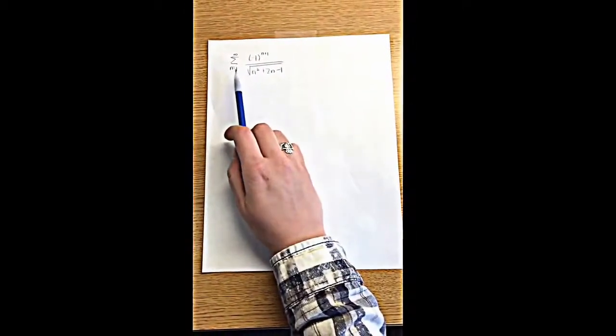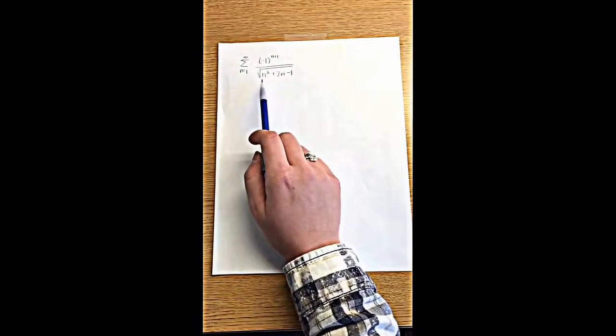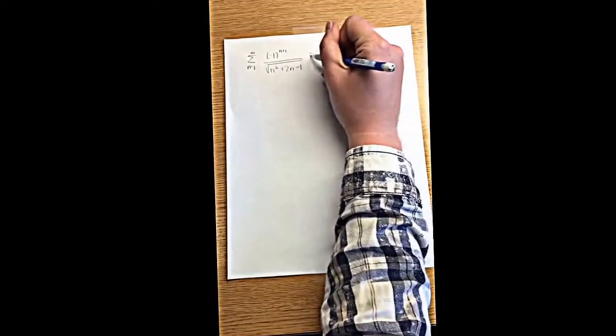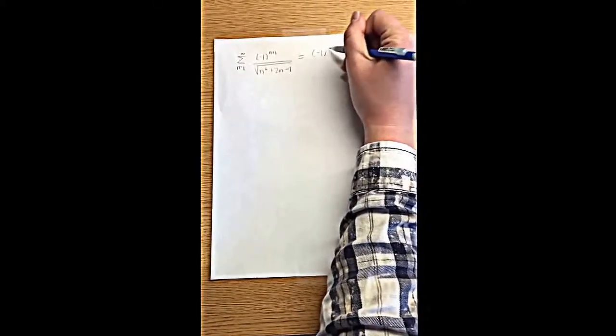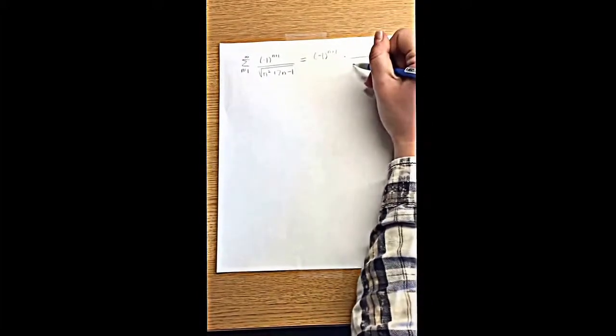For our second example, we're going to look at a series that's a little bit more difficult. So we have this series from 1 to infinity of (-1)^(n+1) over the square root of n squared plus 2n minus 1. Right now there's no clear b sub n, so we're going to make it look a little bit nicer by taking the (-1)^(n+1) and multiplying it by 1 over the square root of n squared plus 2n minus 1. This is the same thing, but now, clearly, this is our b sub n.